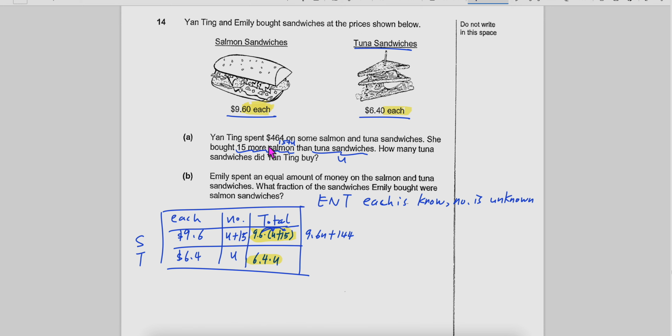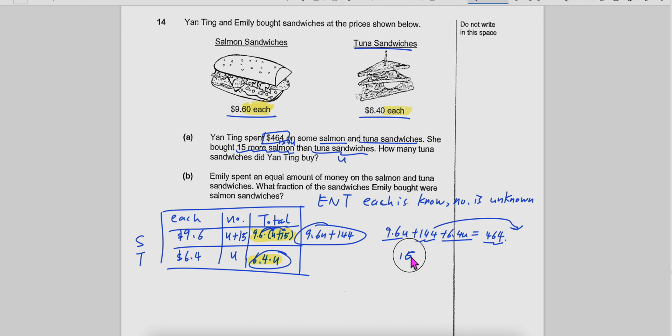They say Yanting spent 464 on salmon and tuna. So salmon and tuna means this one and this one will give you 464. Does it make sense? So therefore you get 9.6U plus 144 plus 6.4U equals 464. Then U and U are similar terms. This one will give you 16U. This one will give you 464 minus 144. Then 16U equals 320.